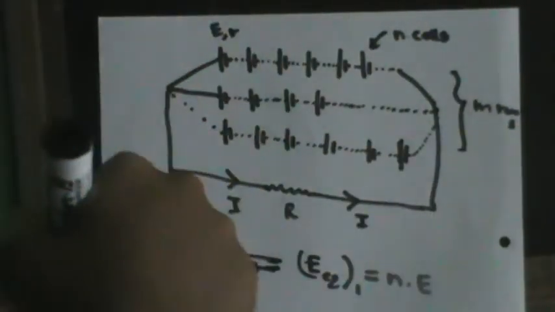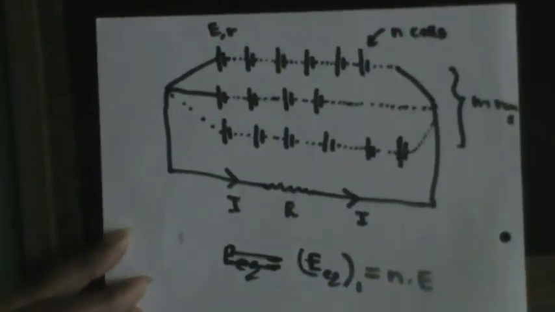I'll take the electromotive force of each individual cell to be E, and its internal resistance to be R. So for all these cells the electromotive force is E and the internal resistance is R. So this is E, R, this is E, R, this is E, R, this is E, R. Likewise, this is also E, R. So for all these cells, the total electromotive force is E, and the total resistance is R.